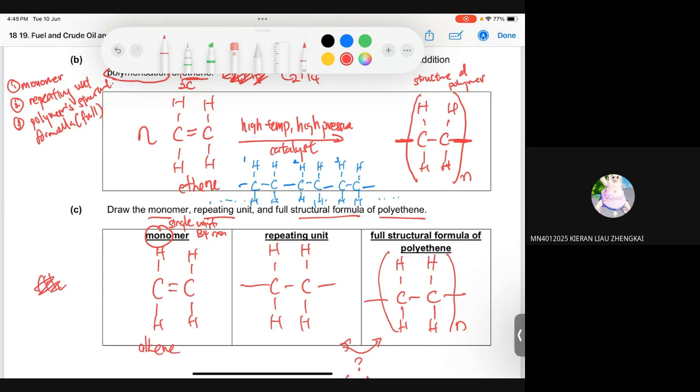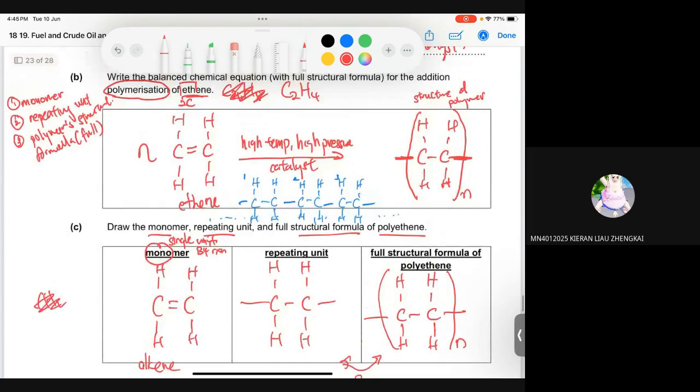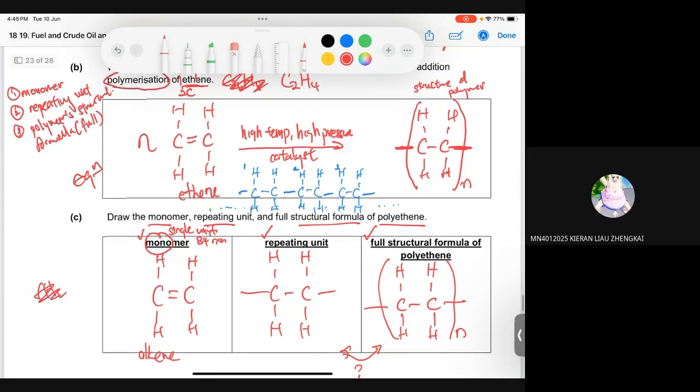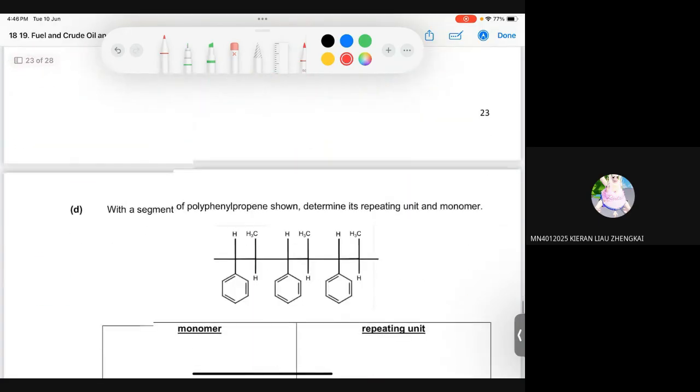Okay. So for this idea of addition polymerization, you must know the equation, which is over here. You must know how to identify the monomer, the repeating unit, and the full structural formula. Today, we will spend our time trying to do this whole thing, because it will take a bit of time for you to tinker, adjust and play around with it and get a sense of what it actually is. So this is for polyethylene. Okay, let's go on to the next one.